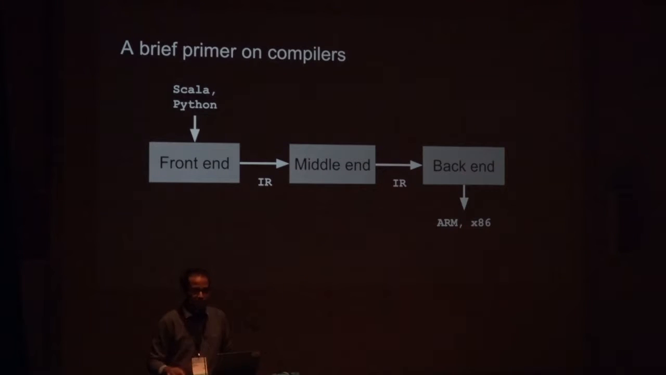But the main parts are lexing and parsing. The front end generates some kind of an intermediate representation, which is an abstract syntax tree or some kind of another graph, and then that is fed into the middle end of the compiler. The middle end is responsible for optimizations in general. It generates another intermediate form of representation, usually a control flow graph, and then passes it to the back end. And the back end does really interesting things like code generation and further optimization.